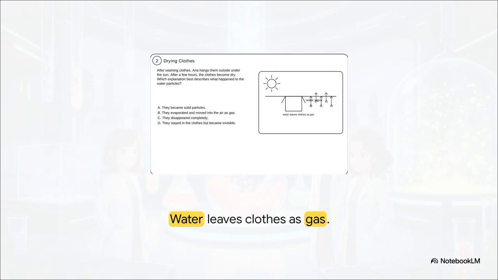The exact same heat effect happens when Anna washes her clothes and hangs them outside on a beautiful sunny day. Over a few hours, those wet clothes become completely dry. Why is that? It's because the liquid water particles trapped in the fabric are absorbing heat from the sun. They gain so much energy that they evaporate entirely, moving straight up into the air as a completely free-roaming gas called water vapor.